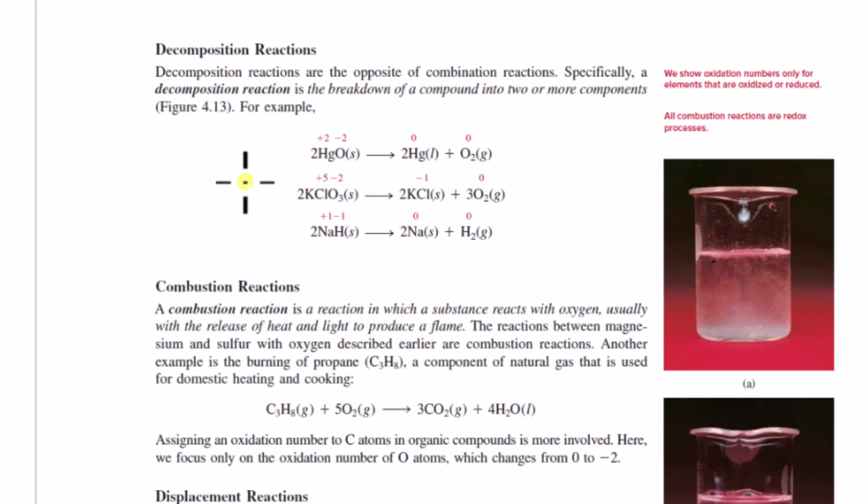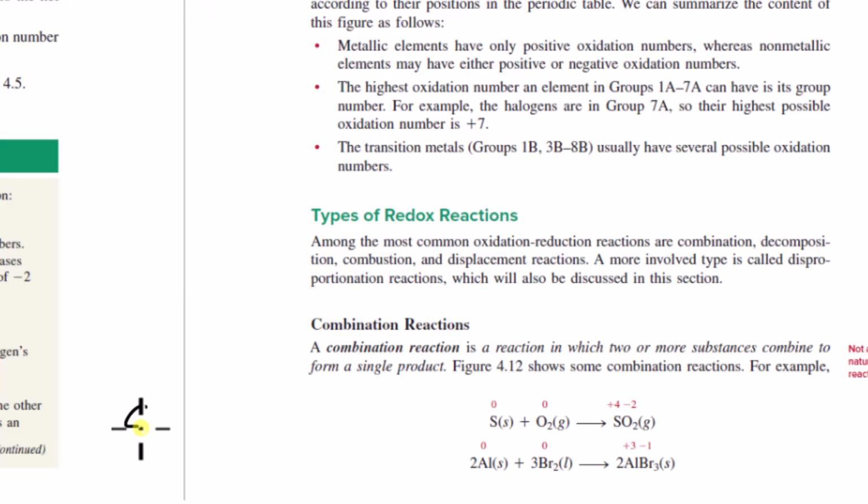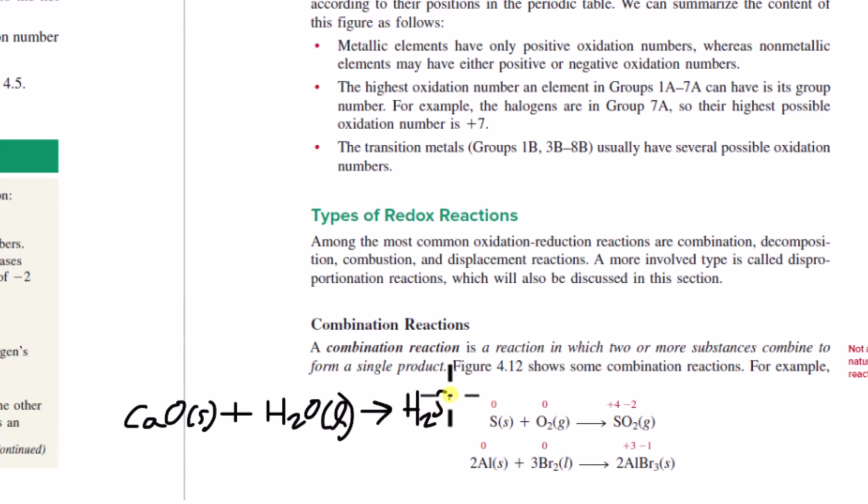Okay, and once again, none of these reactions are occurring in aqueous solution, just to point that out, but they could have been. You could have a combination or decomposition reaction take place in aqueous solution. So, for example, a combination reaction in aqueous solution would be something like the reaction of solid calcium oxide with liquid water to form an aqueous solution of calcium hydroxide. So there's a combination redox reaction that occurs in aqueous solution.